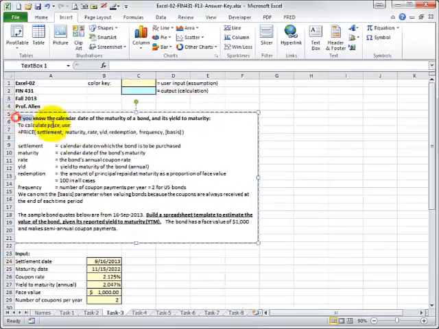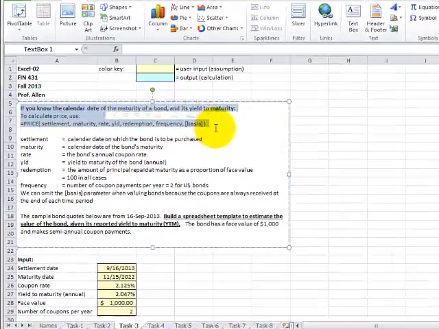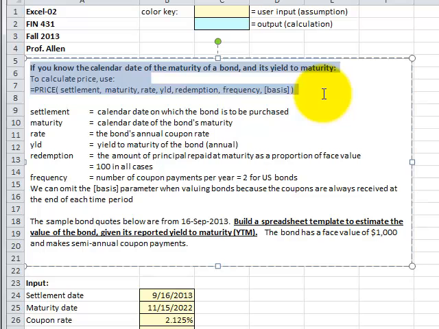So in this example, instead of knowing the number of years to maturity, we know the calendar date of the maturity of the bond and its yield to maturity. We'll use the price function in order to calculate the price of the bond, rather than the PV function as we used in task number 1.